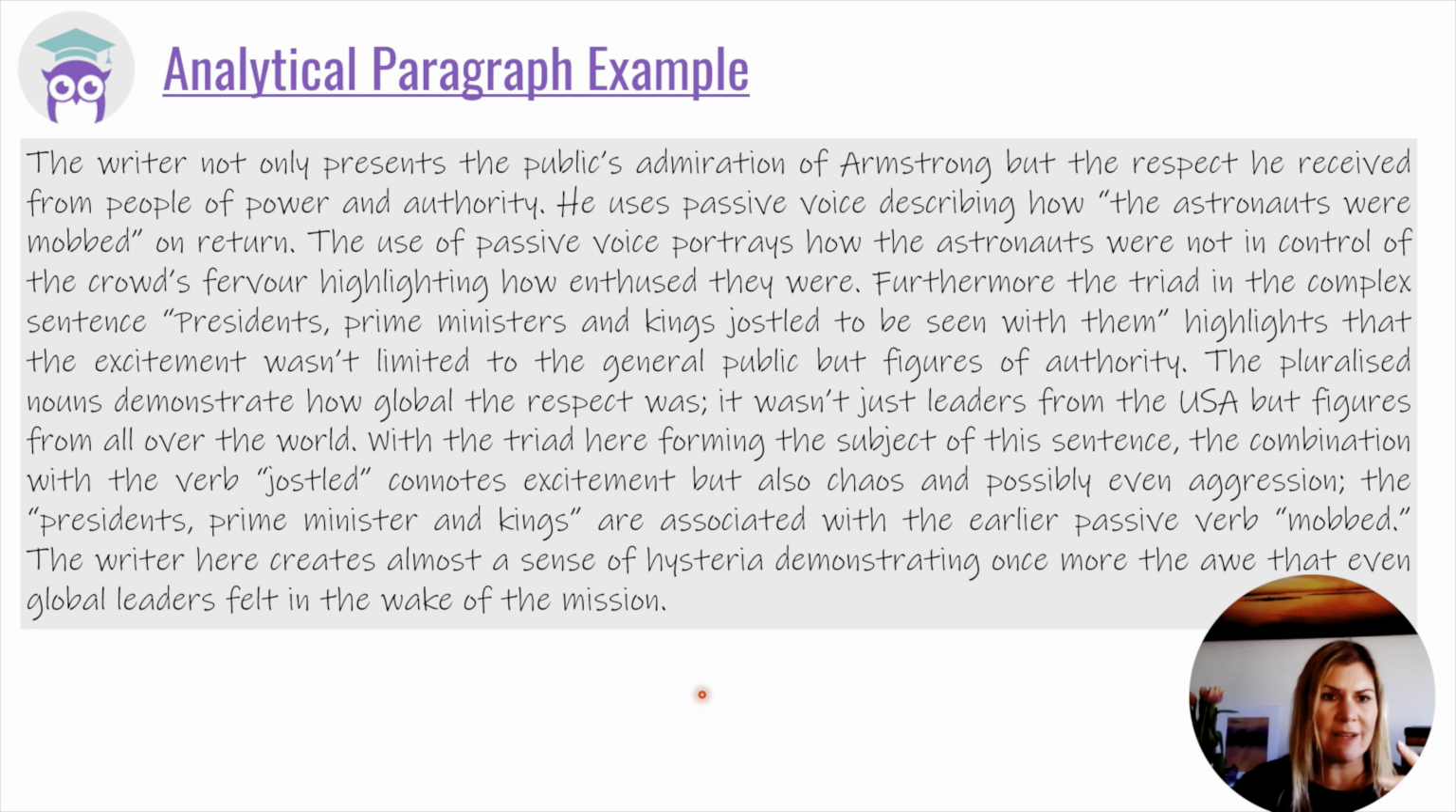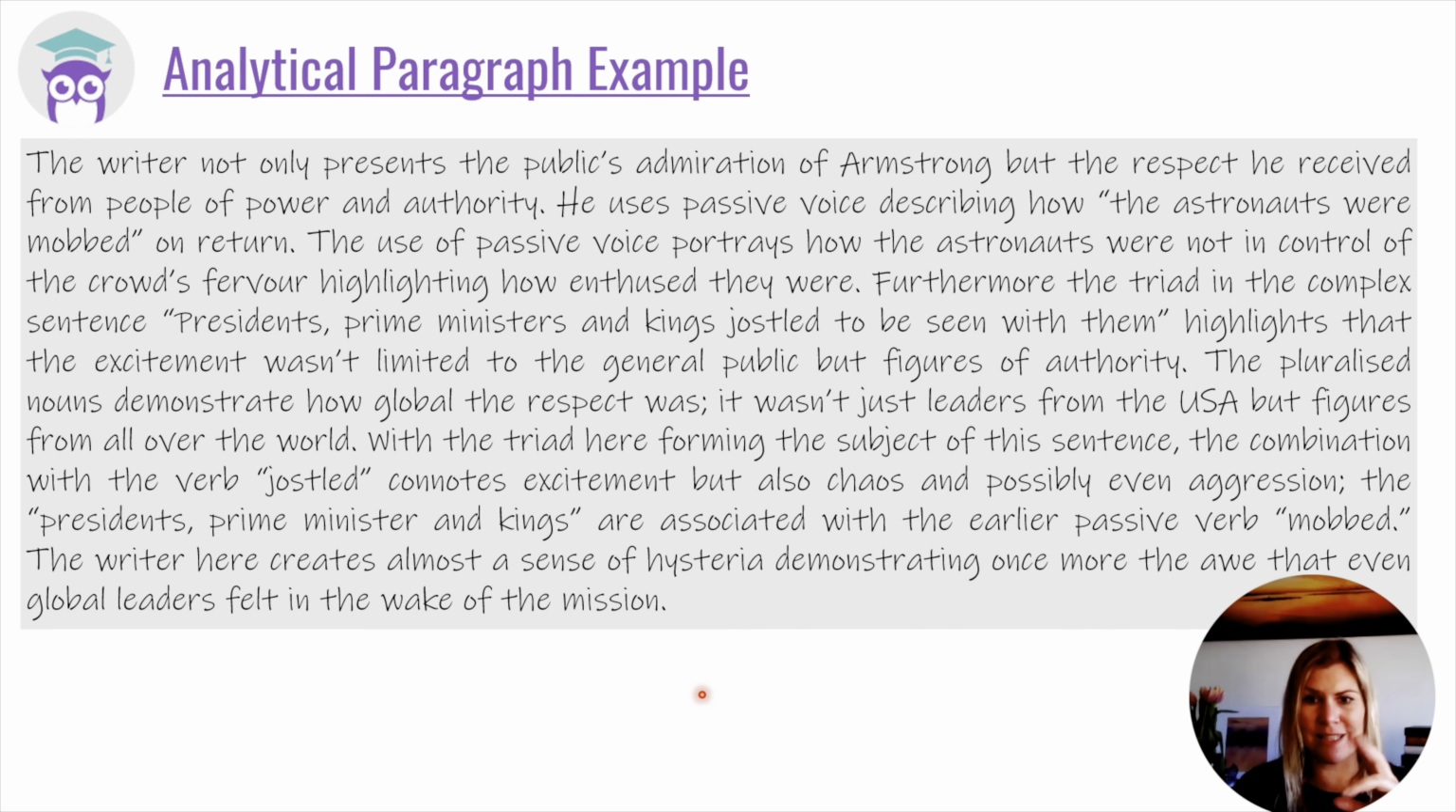The pluralized nouns demonstrate how global the respect was. It wasn't just leaders from the USA, but figures from all over the world. With the triad here forming the subject of this sentence, the combination with the verb "jostled" connotes excitement, but also chaos and possibly even aggression. The presidents, prime ministers and kings are associated with the earlier passive verb "mobbed". The writer here creates almost a sense of hysteria, demonstrating once more the awe that even global leaders felt in the wake of the mission.